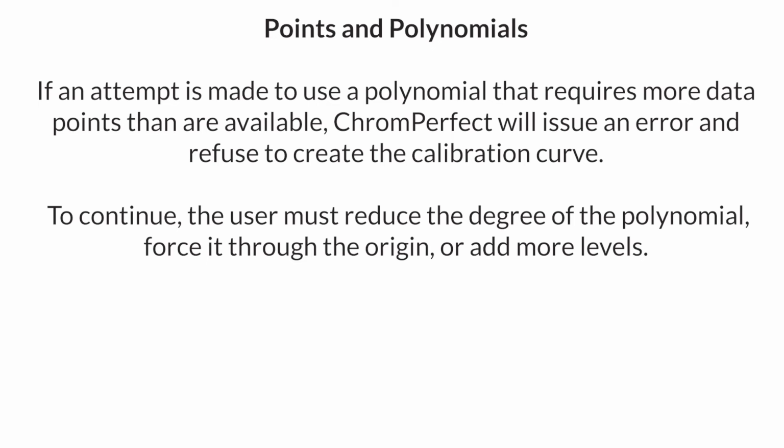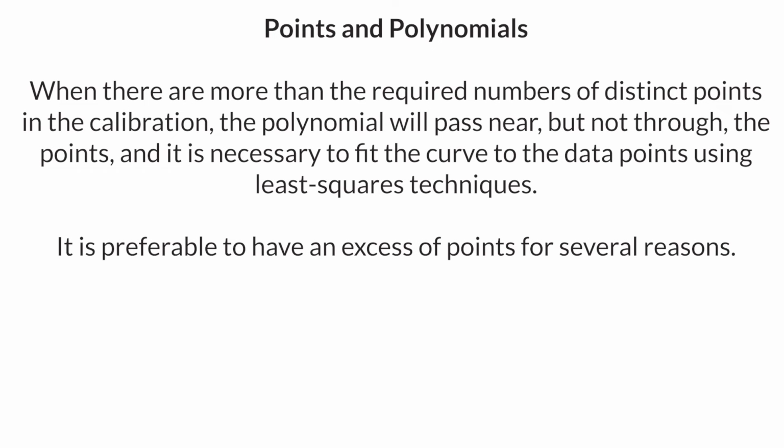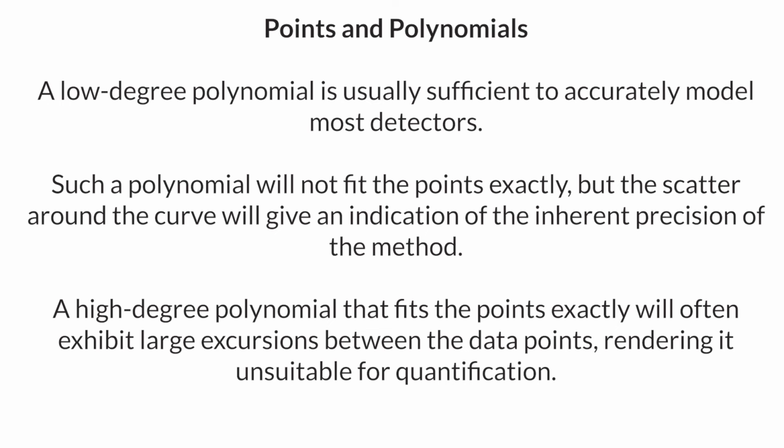To continue, the user must reduce the degree of the polynomial, force it through the origin, or add more levels. When there are more than the required numbers of distinct points in the calibration, the polynomial will pass near, but not through, the points, and it is necessary to fit the curve to the data points using least squares techniques. It is preferable to have an excess of points for several reasons.